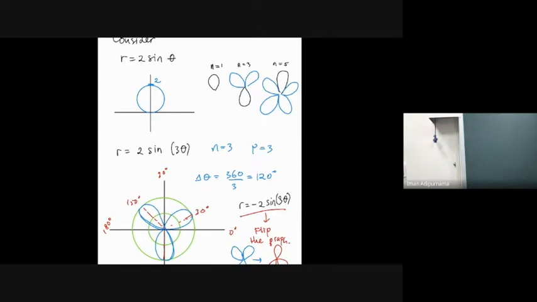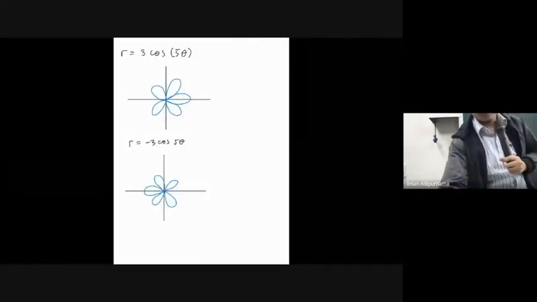For sine, the first petal is up here, the second one is going down, and the third one is going up. And for the cosine, however, it will start always on the right, on one of these four angles. Always having that for odd number.